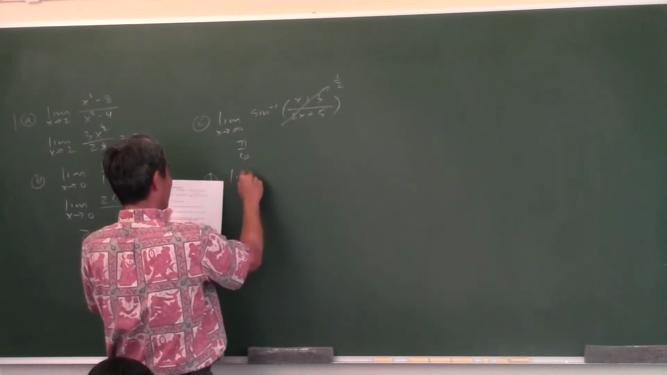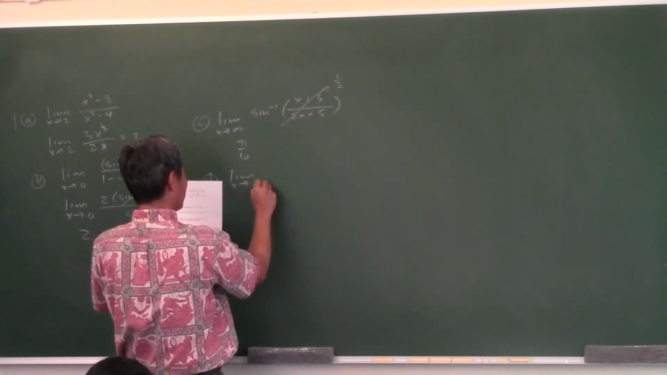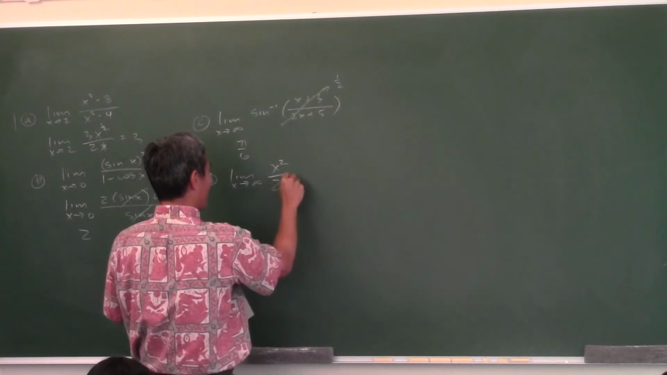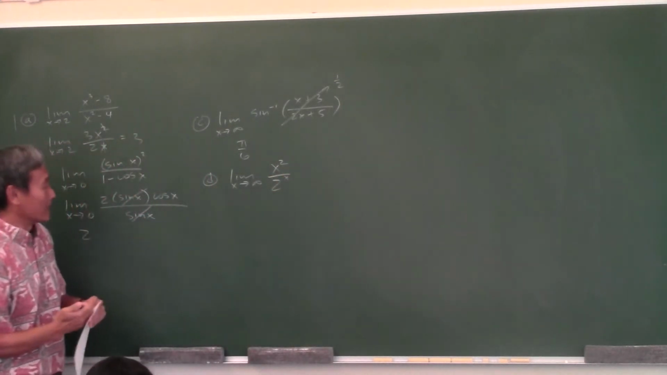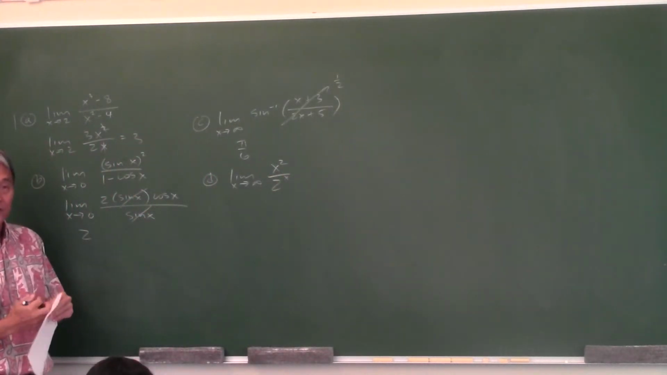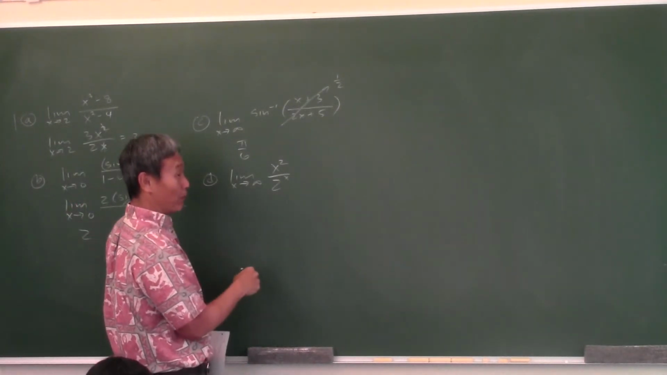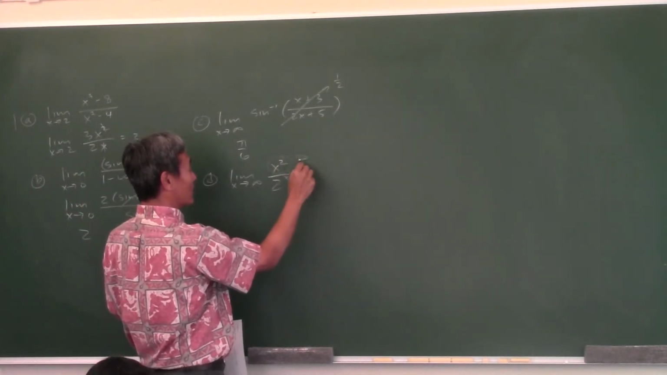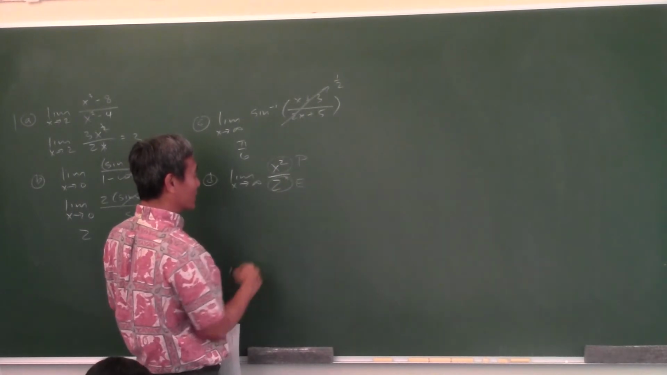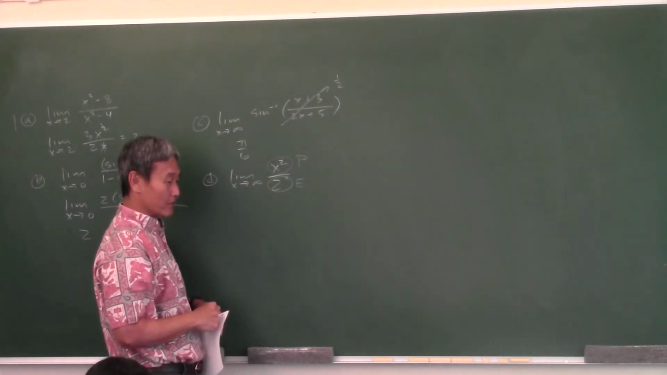D. What is the limit as x approaches infinity of x squared over 2 to the x? Well, this would be an infinity over infinity case, so you could use L'Hopital's rule. But I would hope that you would just go, apple. This is polynomial. This is exponential. Which one grows faster to infinity?